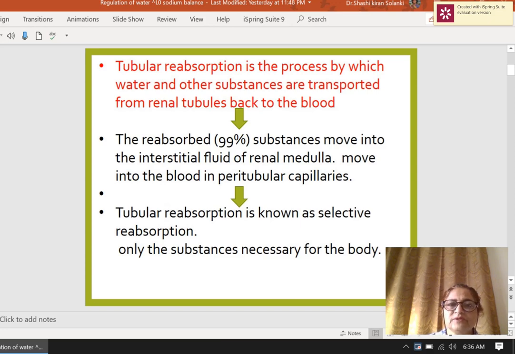Tubular reabsorption is the process by which water and other substances are transported from renal tubules back to the blood. The reabsorbed substances, that is 99%, move into the interstitial fluid of the renal medulla, then into the blood in peritubular capillaries. This tubular reabsorption is known as selective reabsorption because only the essential substances are reabsorbed and moved back to the blood.